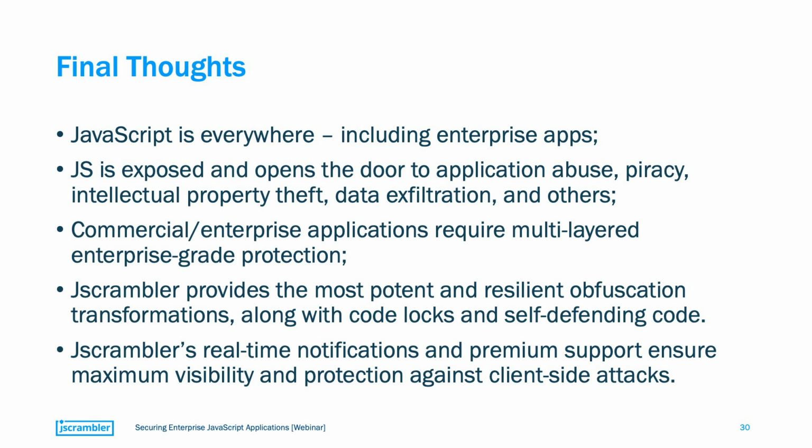Commercial and enterprise JavaScript applications require a multi-layered approach solution that provides potent and resilient obfuscation, along with code locks and runtime self-protection. JScrambler provides this cutting-edge protection along with real-time threat monitoring for maximum visibility of client-side attacks. And, as you would want in an enterprise-grade solution, it provides support from a team of experts in JavaScript and application security.